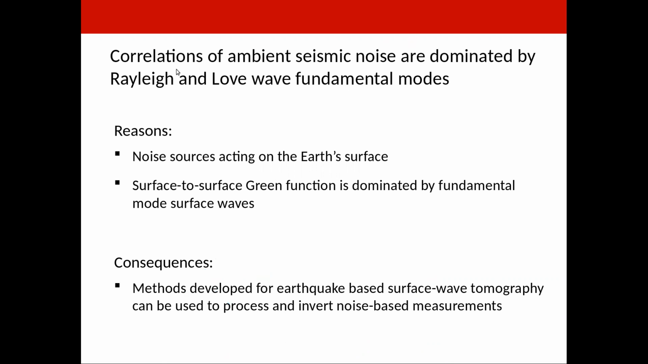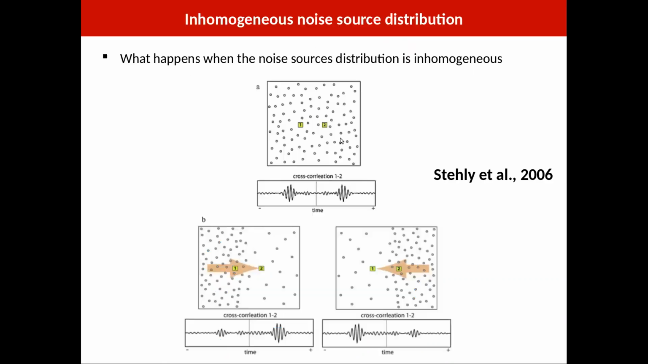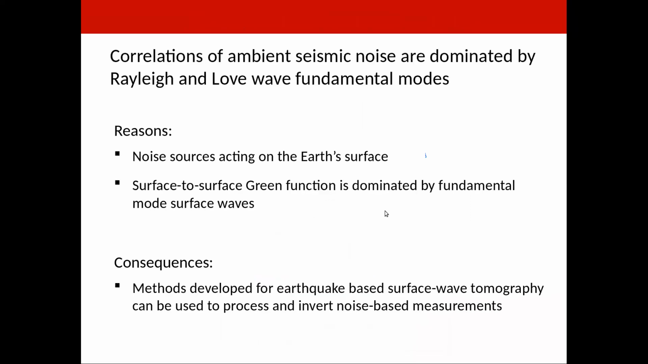So what's contained in this signal that we have retrieved? Okay. Research has shown that most of the time, this signal is made up of surface wave signals. Okay, we are retrieving the surface wave part of the Green's function. Yes, some work has shown that we can also retrieve the body waves, but the majority of the time it's easier to get the surface wave part of the Green's function, mostly because the noise sources are acting on the Earth's surface, okay?